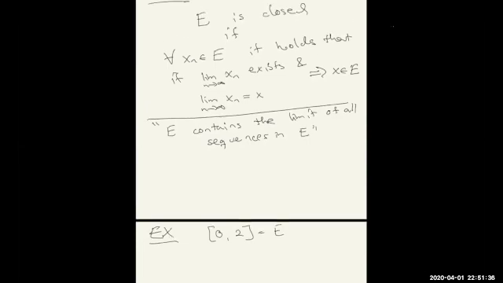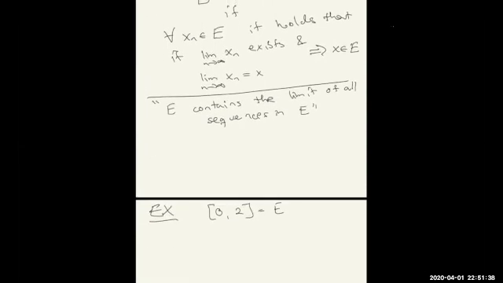But to finish this explanation, just some simple examples. Let's take the interval [0, 2]. If this is my set E, we call this a closed interval. Let's verify that it's also closed in the sense that we just defined. If x_n is a sequence in [0, 2], and if the limit as n goes to infinity of x_n equals x exists, we want to show that x is also in E.